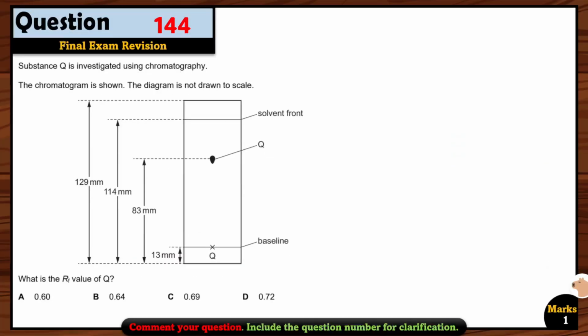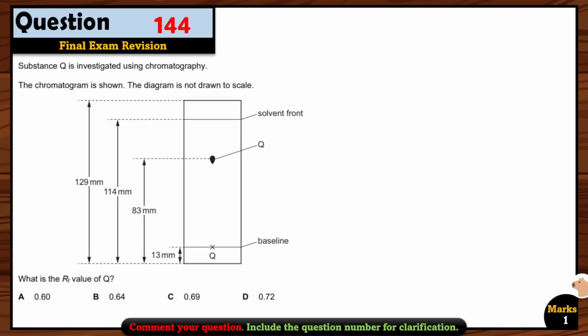Now let's see another example. This is how you have to measure the calculation. Again, I am repeating, you must know the formula. RF value is equal to the distance traveled by the substance, which we are measuring, divided by the distance traveled by the solvent. And these distances you have to measure between the baseline and the solvent front.